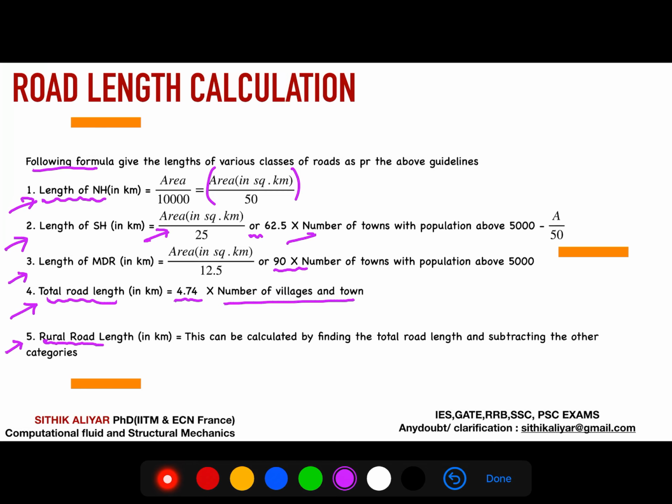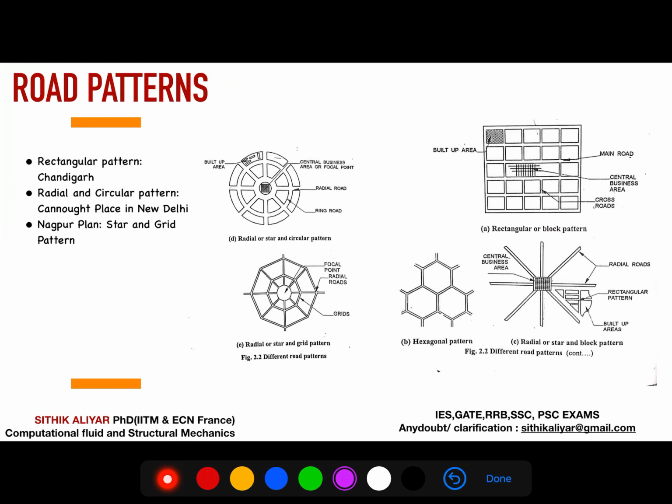I will show with an example. I will be solving an example in a few minutes, and you will come to know how to use these formulas. So these are the different road patterns. If you are planning a town and there was no town at all, we can introduce the towns like this.